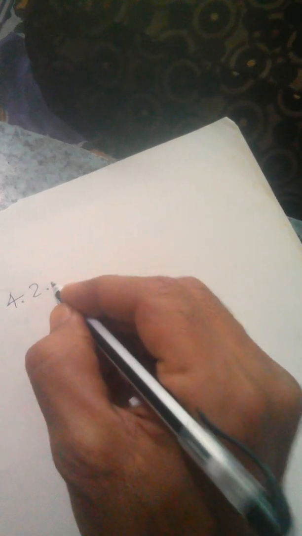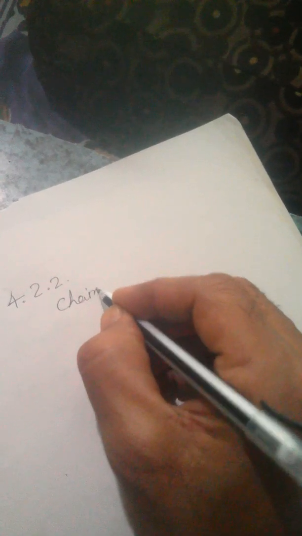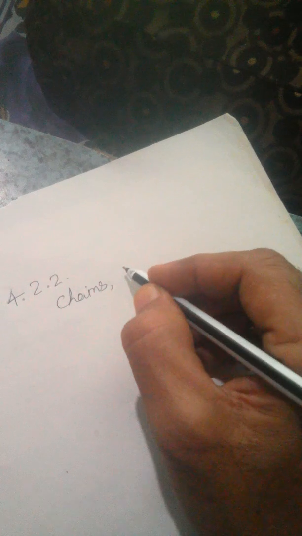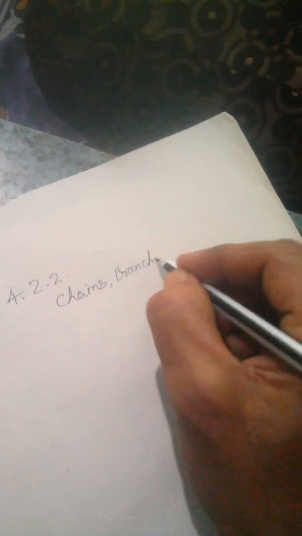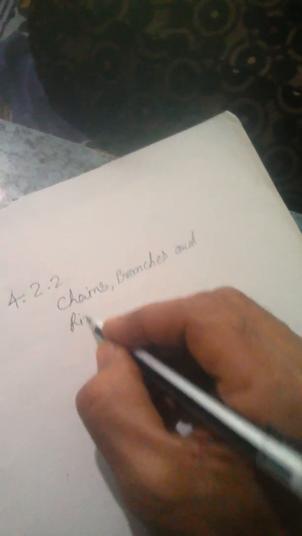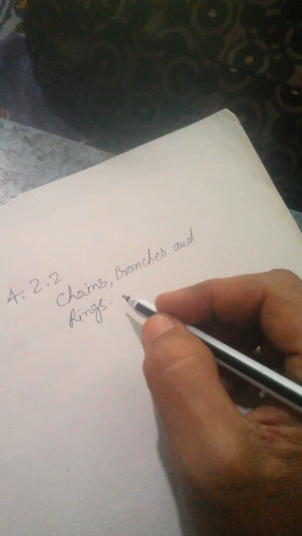Hello class, we continue chapter 4, carbon and its compounds. The topic is 4.2.2: chains, branches and rings of hydrocarbon.